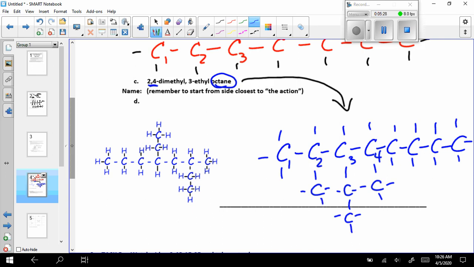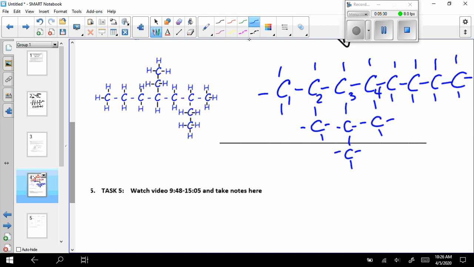There we go. All right, this one I want to name. So to name it, I have to find my longest chain. If I start here and go across, I only get 1, 2, 3, 4, 5, 6, 7. If I start down here, 1, 2, 3, 4, 5, 6, 7, 8. 1, 2, 3, 4, 5, 6, 7. All right, so this is my longest chain. So my longest chain is 8. So that tells me the last name is going to be octane.